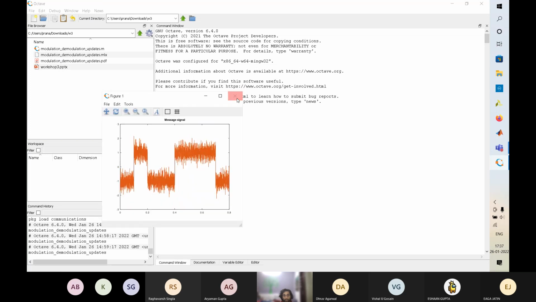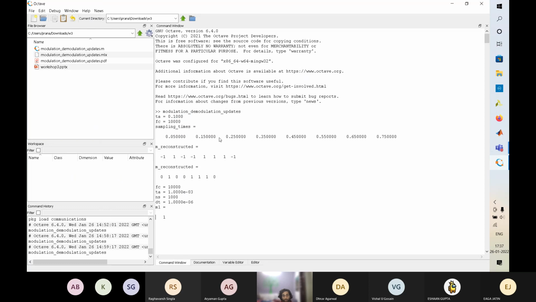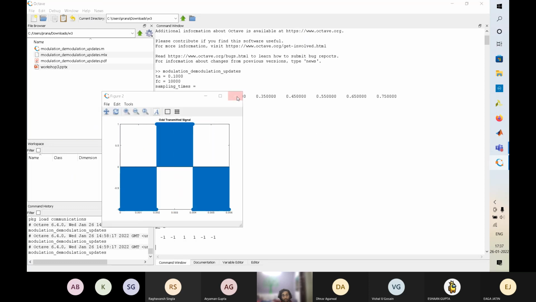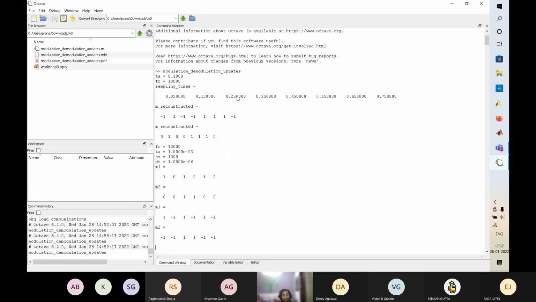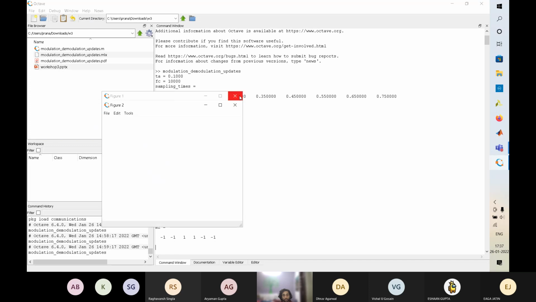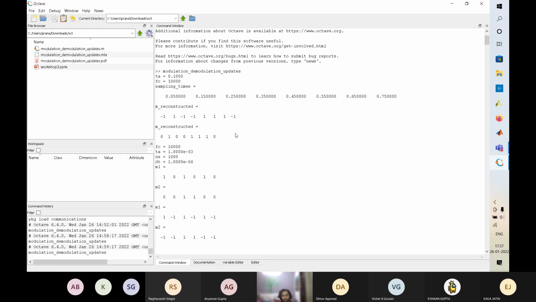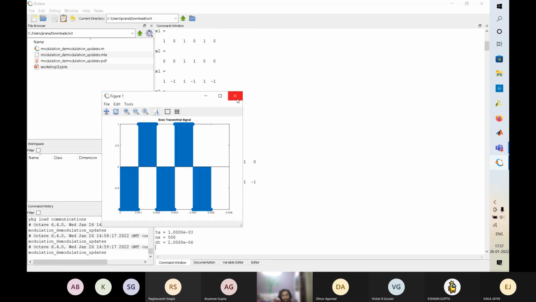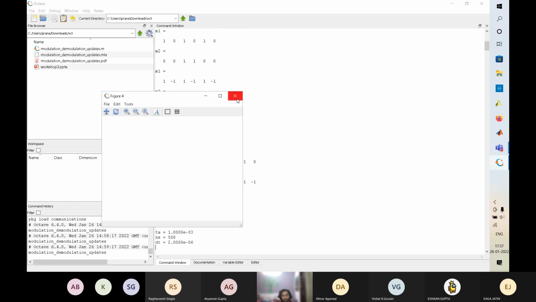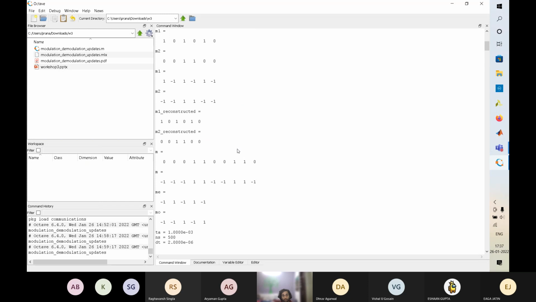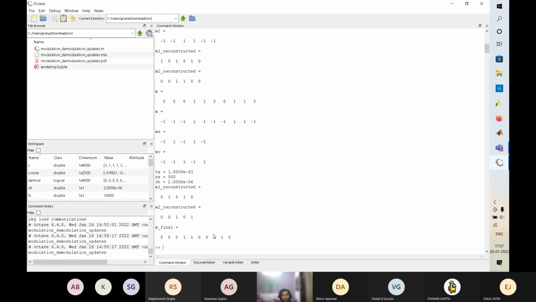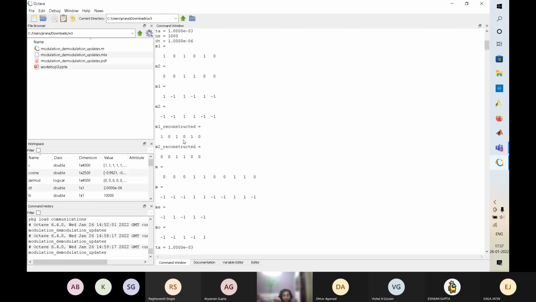These are the same as they were in MATLAB. You can see that it is difficult to see so many graphs in Octave. The outputs are like this only.